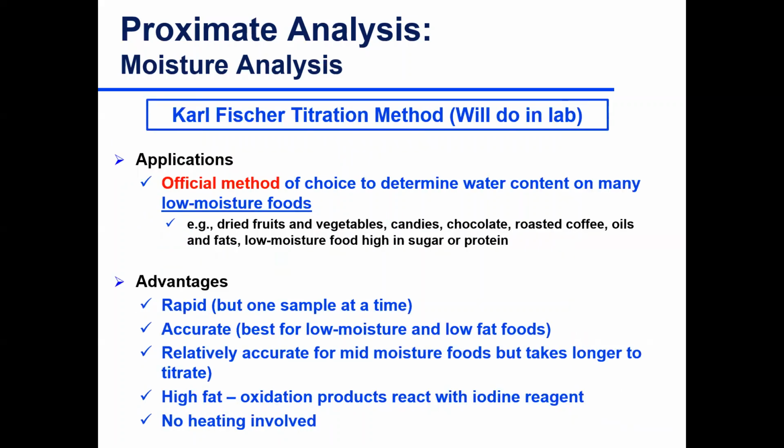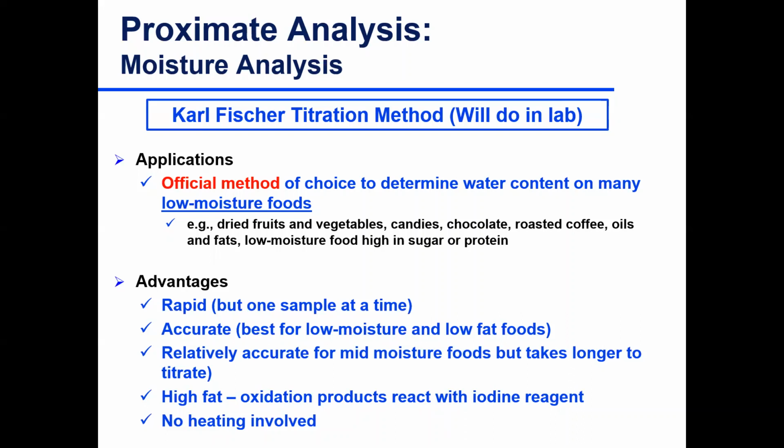Karl Fischer is one that is really broadly used. Has anyone here used Karl Fischer for moisture determination? No? Okay. It is really one of the more common methods. I guess you will be doing that in the laboratory. It is an official method of choice primarily for low moisture foods, so dried fruits, vegetables, candies, chocolate. Again, low moisture foods or foods high in sugar or high in protein is where it shines very nicely. It is rapid, it doesn't take long.